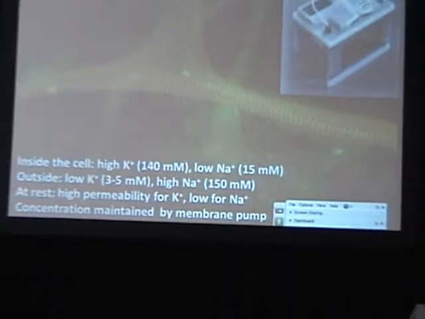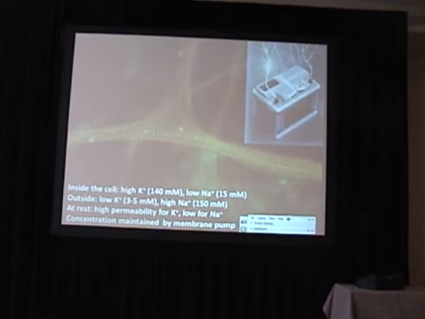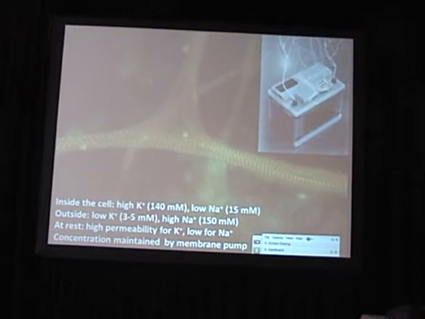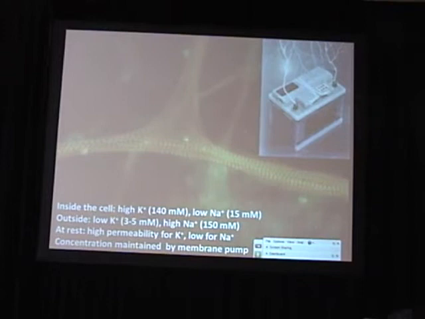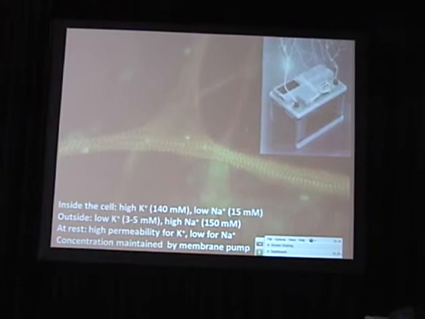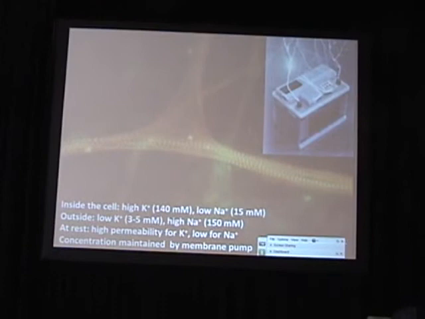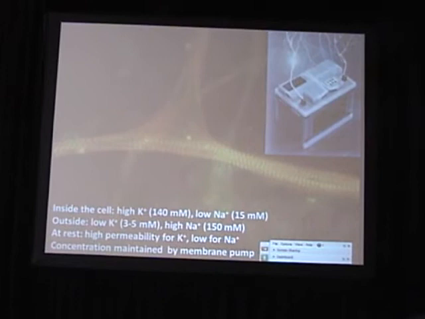We begin with the basics. You all know that inside our cells, inside our muscle cells, we usually have a high potassium concentration and a low sodium concentration. And outside, in the extracellular space, it is just the other way around: we have a high sodium concentration and a low potassium concentration. At rest, at the resting membrane potential, we have a high permeability for potassium, a high potassium conductance, and a low sodium conductance. This concentration difference is maintained by a membrane pump, which needs energy: the sodium-potassium ATPase.